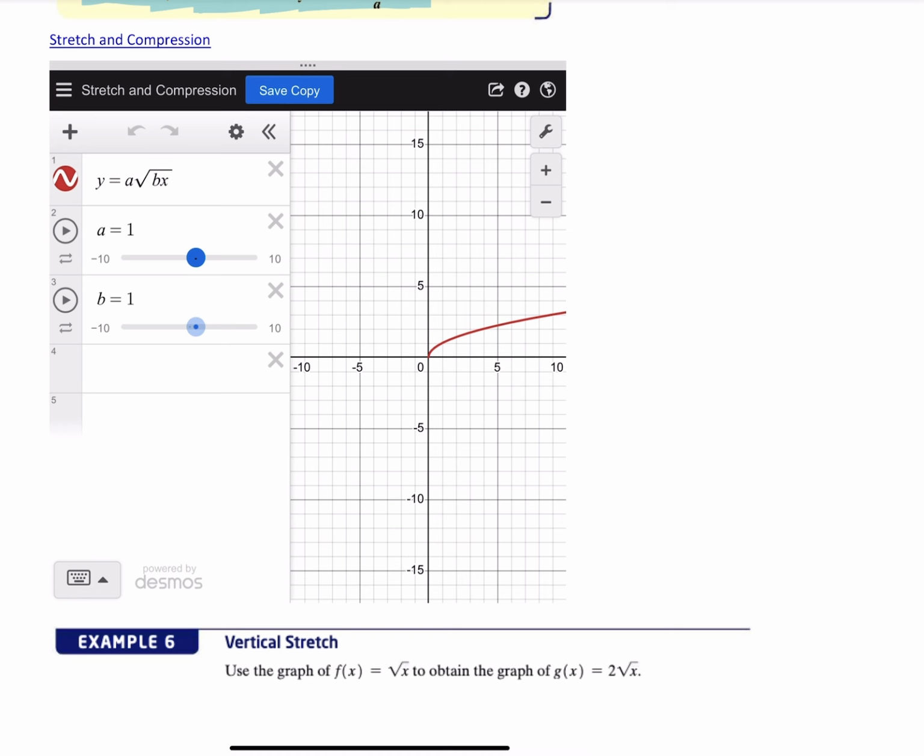So down to 1. So that is a compression now. It's squashing it. So this is its original position. If a is greater than 1, it stretches it. If a is between 0 and 1, it smushes it down. And then notice what happens as we go into negative. It flips it across the x-axis. That's the reflection part of that.